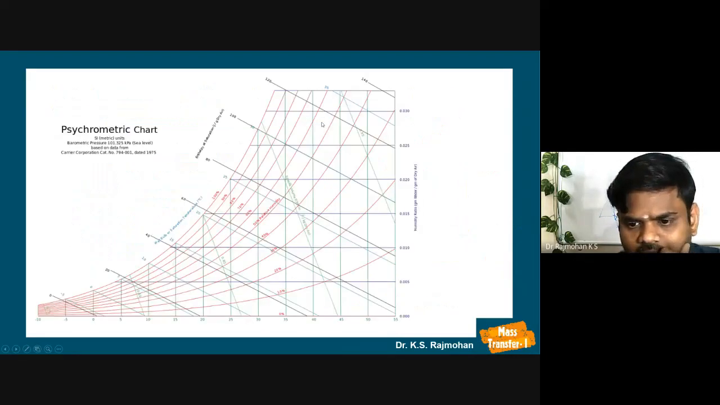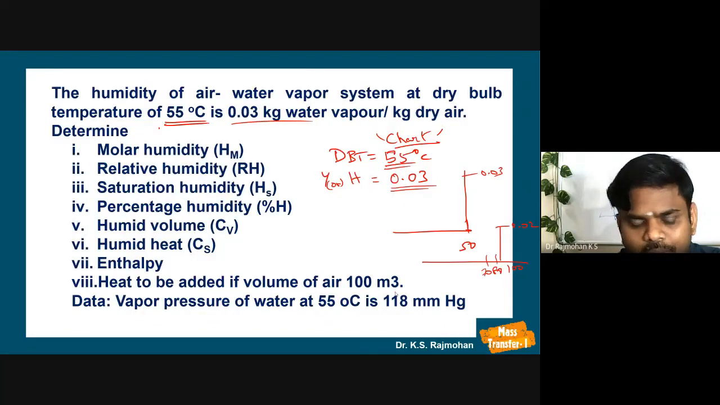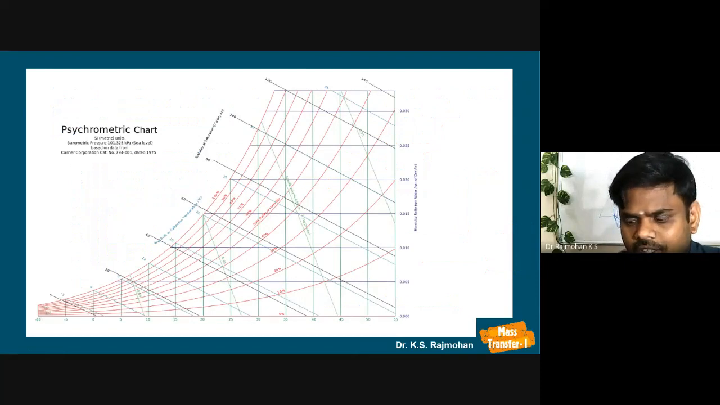For example, I have seen this one where we have 55 degrees Celsius. The data given are 55 degrees Celsius dry bulb temperature and 0.03 absolute humidity. You can see 0.03 here and 55 degrees Celsius here. So we can mark the point here. That will be our point where we will take all the data. If you look at this point, the corresponding values we can determine.